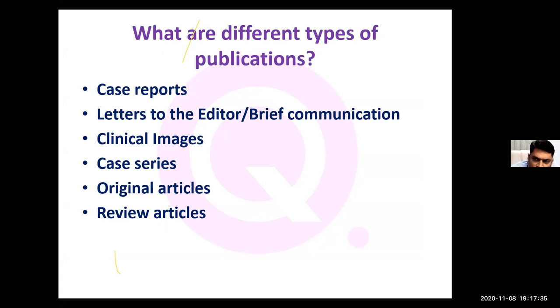Once you read, you develop the habit of writing. The ultimate objective of reading is to put something in writing so that you are transferring the knowledge to the next person. That is the entire purpose of any publication. So if you look at the different kinds of publications you come across in different journals, these are basically these kinds of things. Whenever you have a case report, it depends upon the content you have.